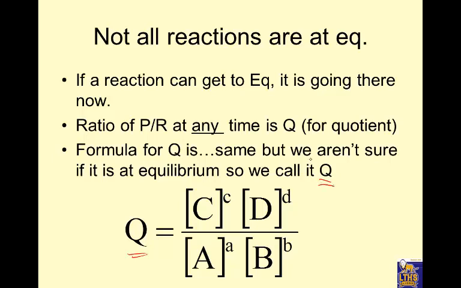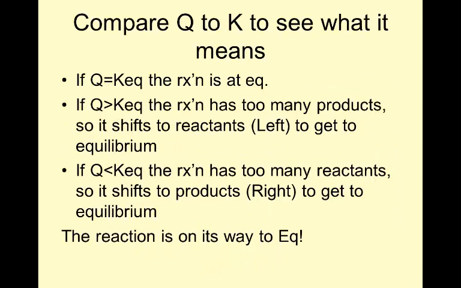So Q is a reaction quotient, because we don't know if it's at equilibrium, but we can use it to tell us if it is or not. How? Okay, well, if we look for a Q and it's equal to KEQ, then we're right on. We're already at equilibrium. That reaction is at equilibrium. But what if we get a Q that's bigger than the KEQ? Well, what does that mean? If Q is bigger than KEQ, and remember it's products over reactants, then guess what? We have too many products, so we have to shift towards reactants to get to equilibrium.